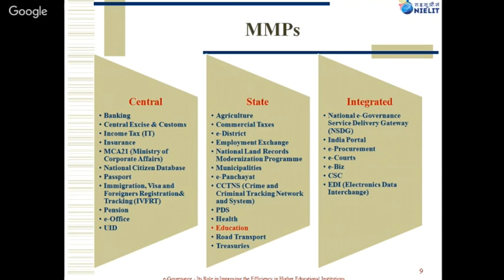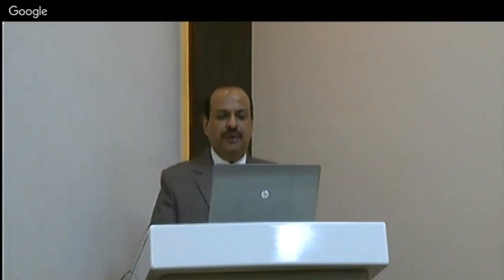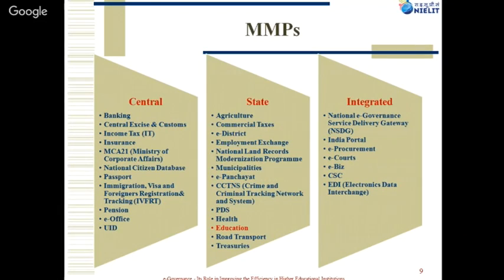In the state ones, they are agriculture related, commercial taxes, e-district, employment exchange, national land record, municipalities, panchayat, and crime and criminal tracking network system. This is for the police department. They can share their data with, yes, public distribution, health, and education. Since the objective here is education in e-governance, I have explicitly marked it: transport and treasuries.